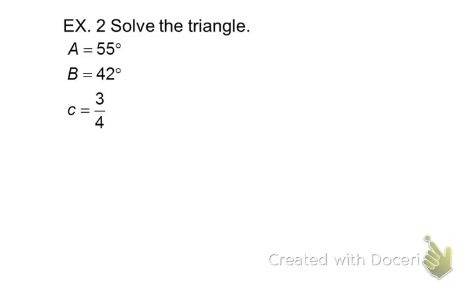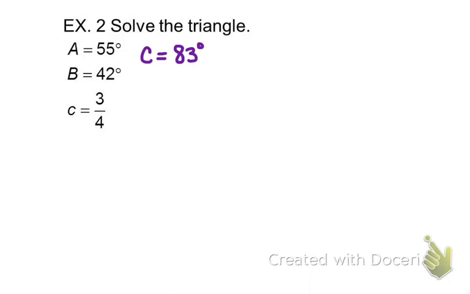Okay, on example 2, we're going to do the same thing. They just didn't give us a picture here. So we've been given that angle A is 55 degrees, angle B is 42 degrees, and side C is 3/4. So the only thing I can solve for first in this triangle is angle C. So if I add 55 and 42 together and then subtract from 180, you should get that angle C is equal to 83 degrees.